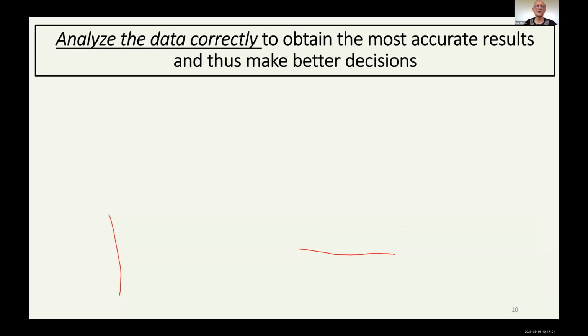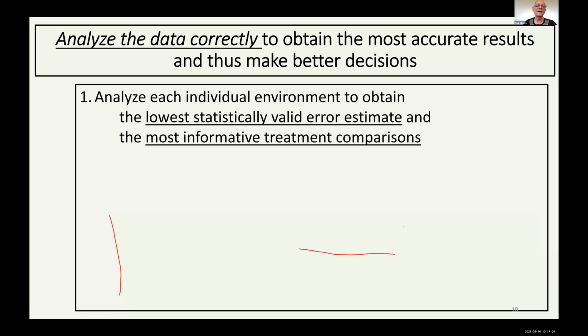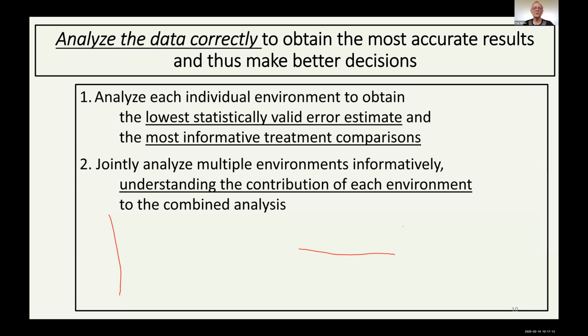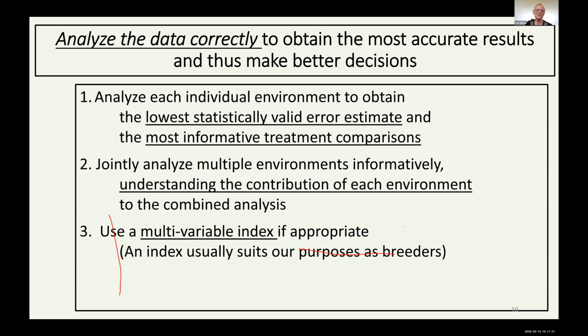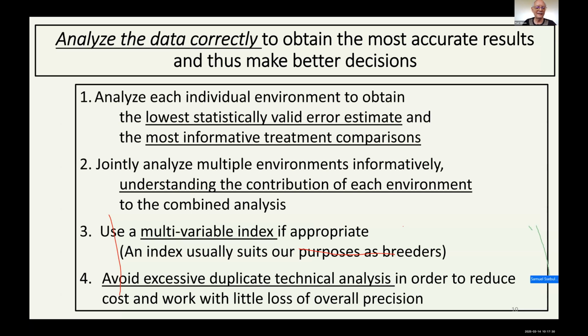Then analyzing the data correctly to make the best decisions, analyzing each individual environment to get the best estimates, analyzing multiple environments informatively, and understanding the contribution of each environment to the combined analysis, using a multivariate index if appropriate that often suits us as plant breeders, and a controversial one, but avoiding excessive duplicate technical analysis to reduce cost and work with little loss of overall precision.